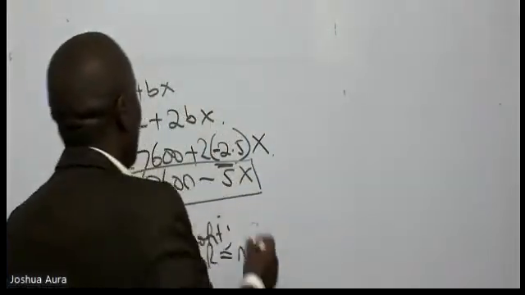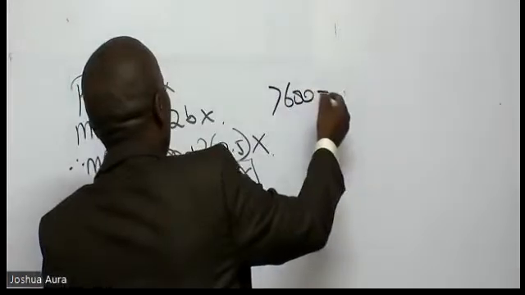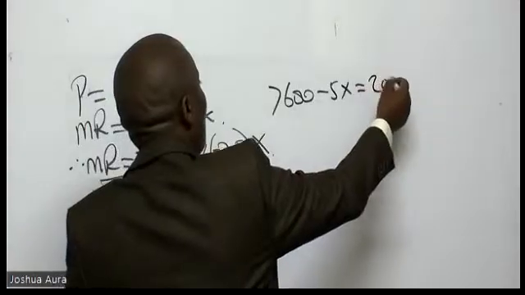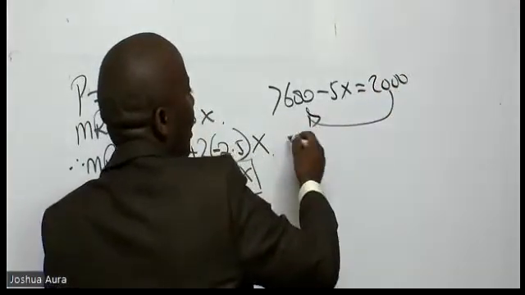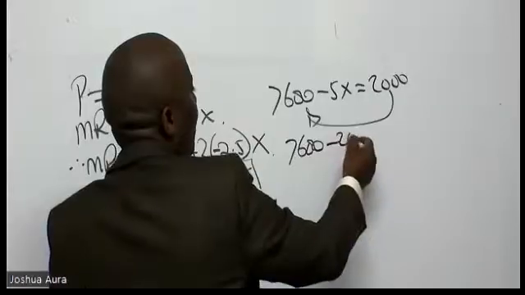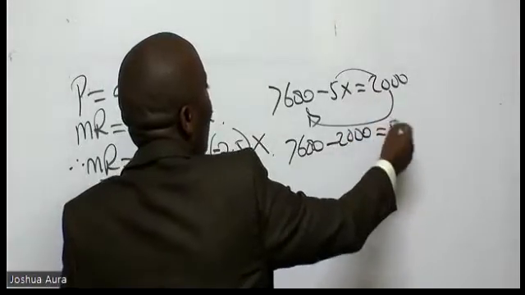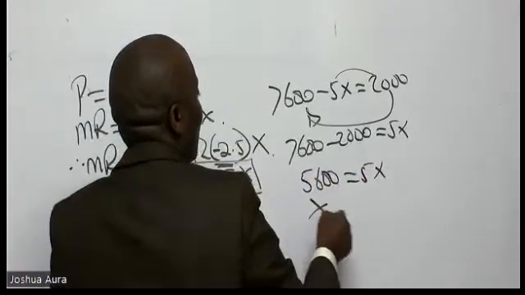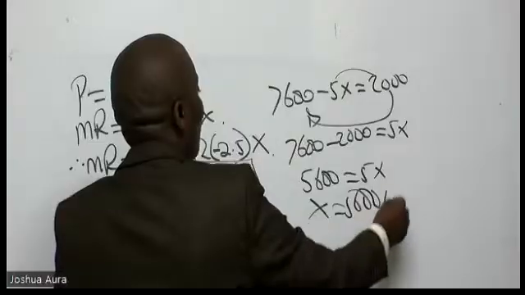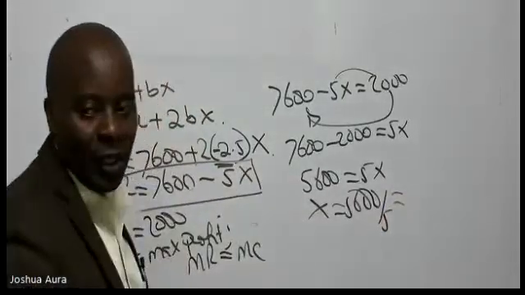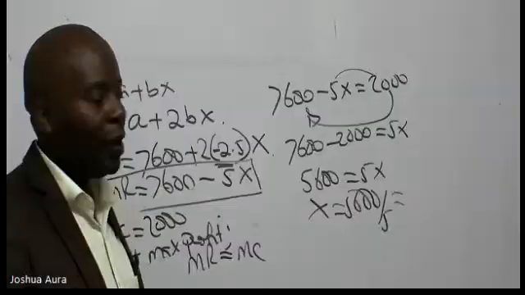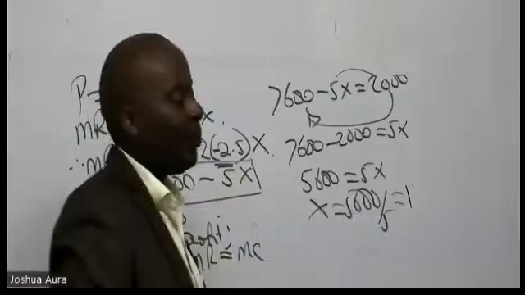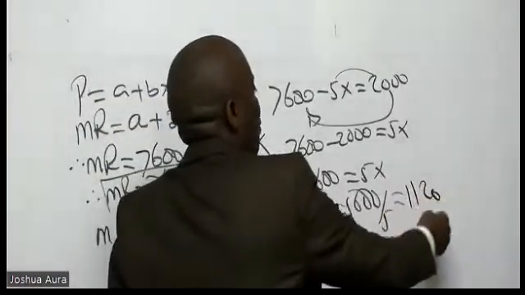And marginal revenue now is here. It is 7,600 minus 5X, which should be equal to marginal cost of 2,000. So bring this here. So it will be 7,600 minus 2,000 equals 5X. So this will be 5,600 equals 5X. X will be 5,600 over 5, which will end up giving us what figure, somebody here? X is 1,120. Thank you so much.